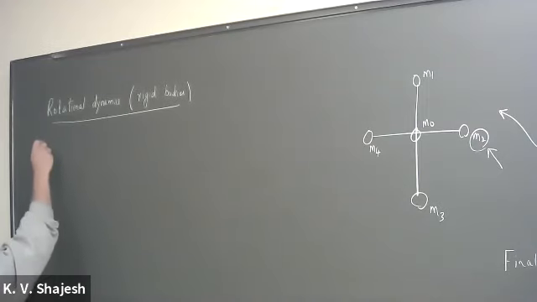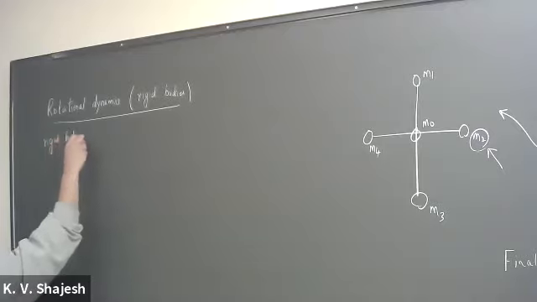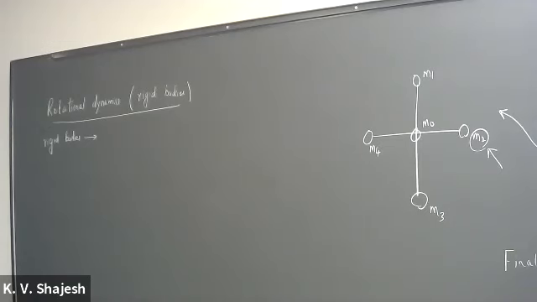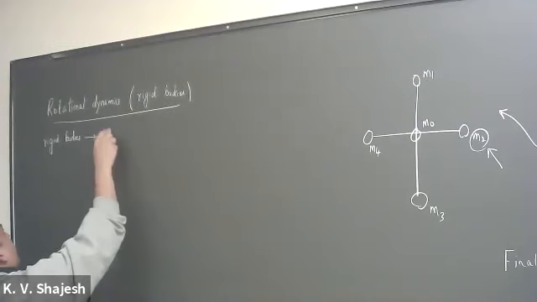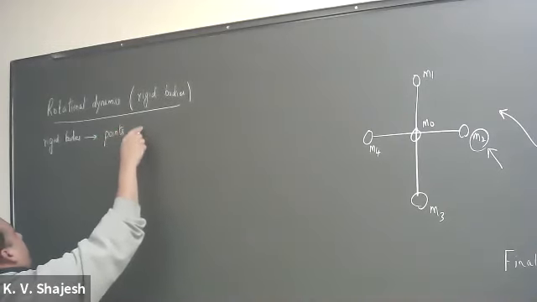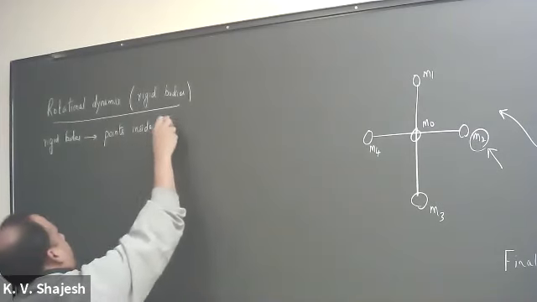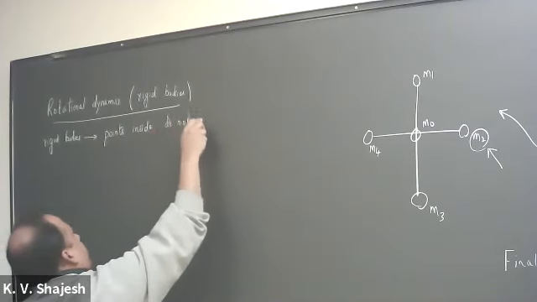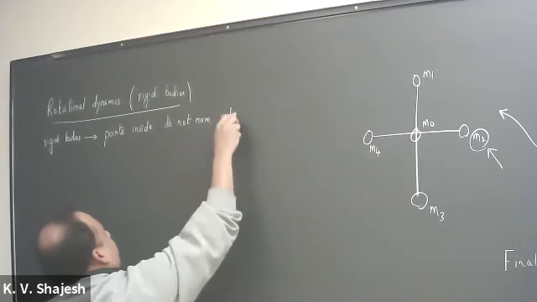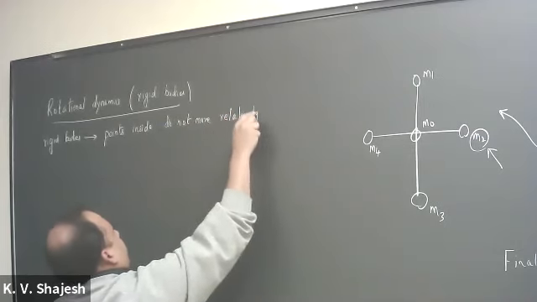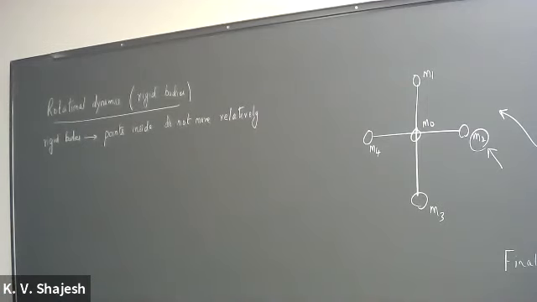we are talking about rigid bodies. So what are rigid bodies? Points inside the body do not move with respect to each other. Points inside do not move relative to each other. So that's a rigid body. Any solid object typically belongs to a rigid body that doesn't deform as it moves.